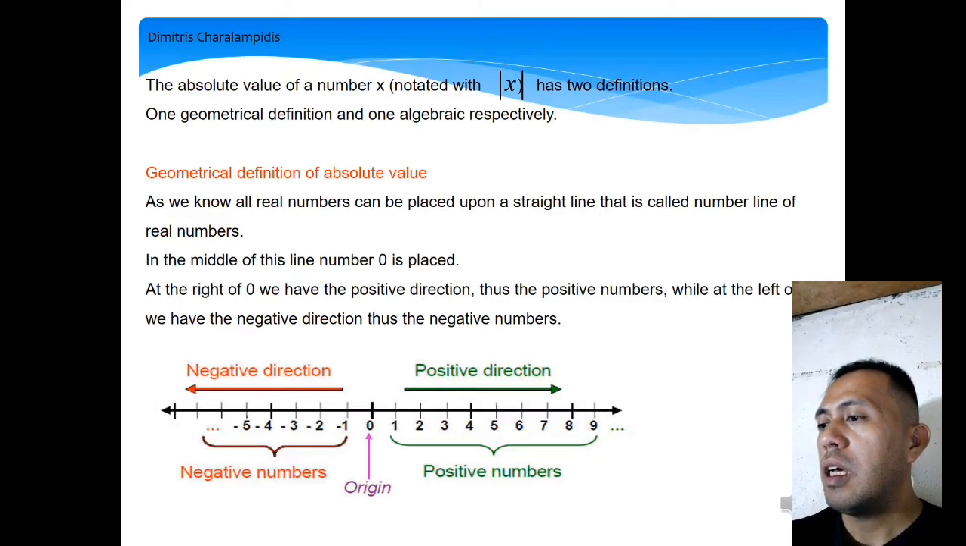Number line. As we know, all real numbers can be represented on a straight line known as the number line of real numbers. In the middle of this line, we place the number 0, which we refer to as the origin. To the right of the origin, we have the positive direction containing the positive numbers, while to the left, we have the negative direction containing negative numbers. You can see this clearly in the diagram in front of us.